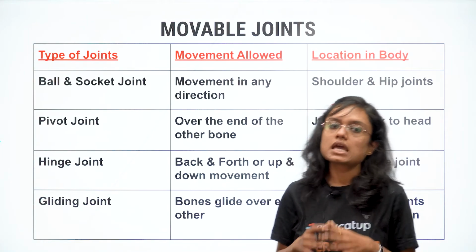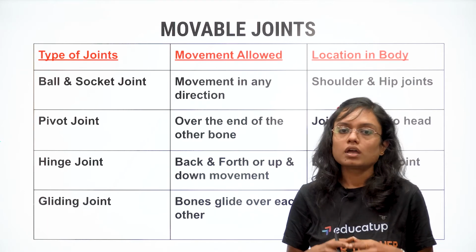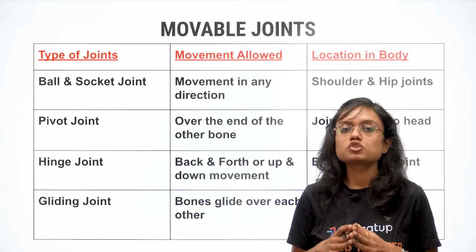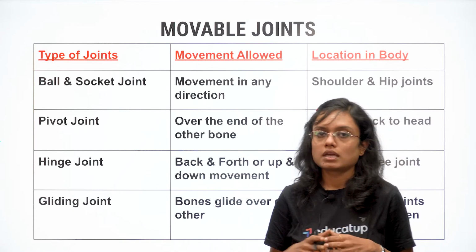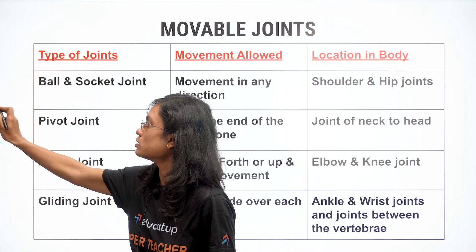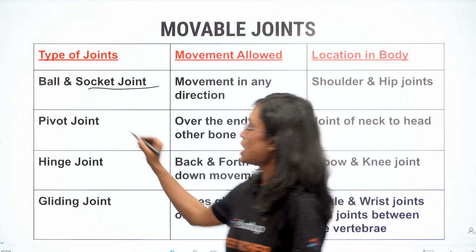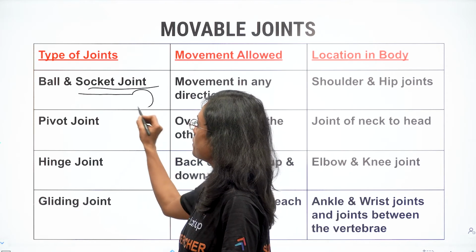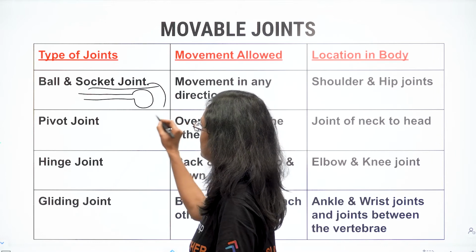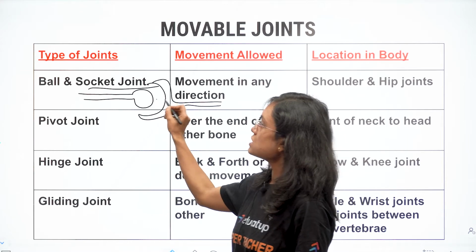The first is the ball and socket joint. It allows movement in any direction, and it is basically found in the shoulder and hip joints. Now I'll explain how it works. See, as the name suggests, one bone has a ball-like structure and the other bone has a cavity so that it can fit into it.